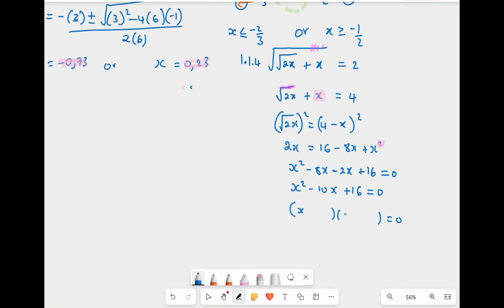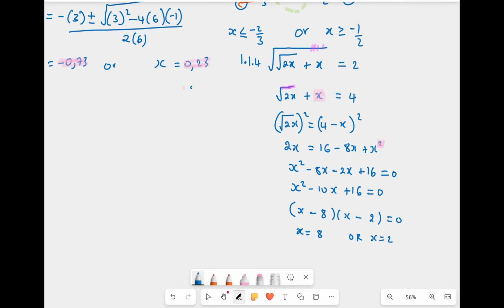So factors of 16 that can be added to get 10 are 8 and 2, because 8 times 2 is 16, but 8 plus 2 is 10. So 16 is positive, so the signs are the same as the middle number. So it is minus and minus. So that means x is equal to 8 or x is equal to positive 2. So with this one, you need to check if your answers are both valid or not.